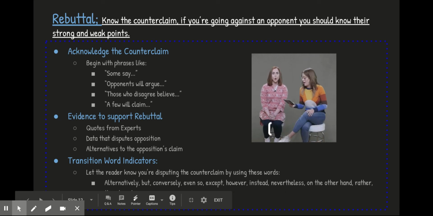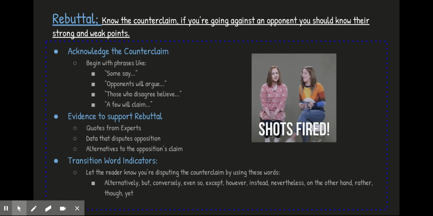Okay, guys, so this is paragraph 4, your counterclaim and your rebuttal paragraph. You need to make sure that you know the difference between a counterclaim and a rebuttal. We've talked about it a couple times now in class.